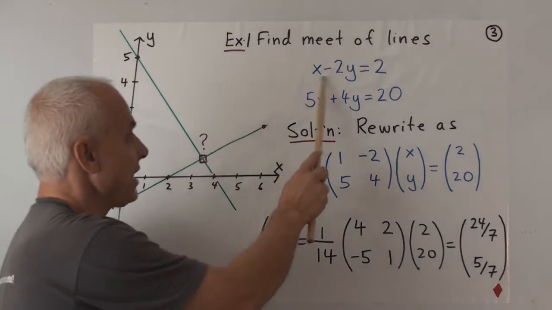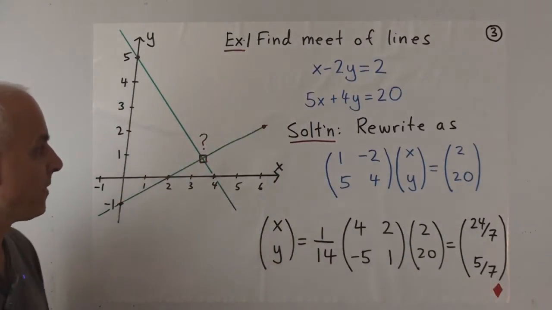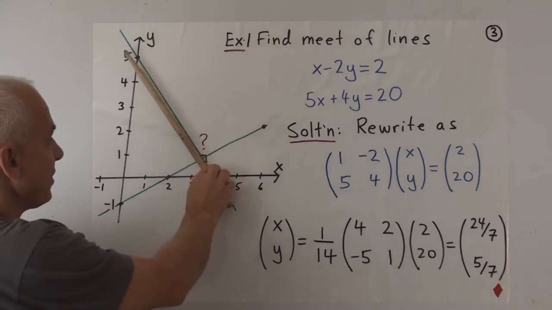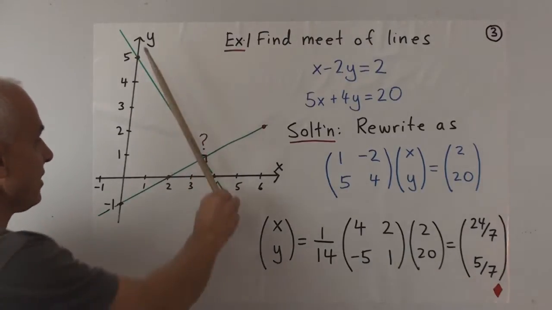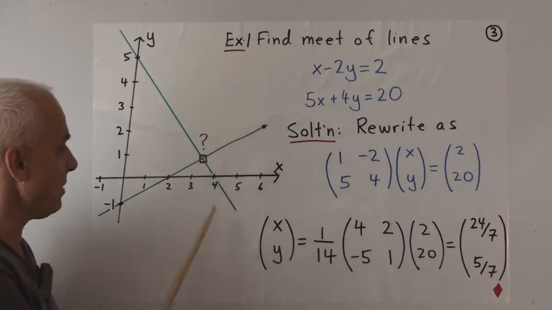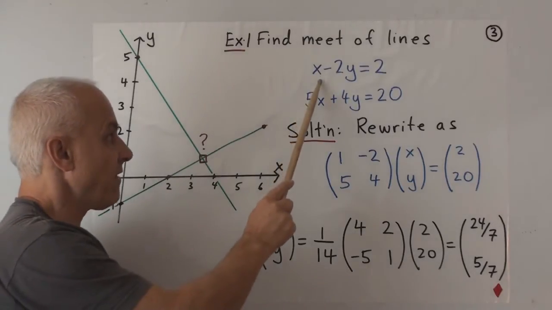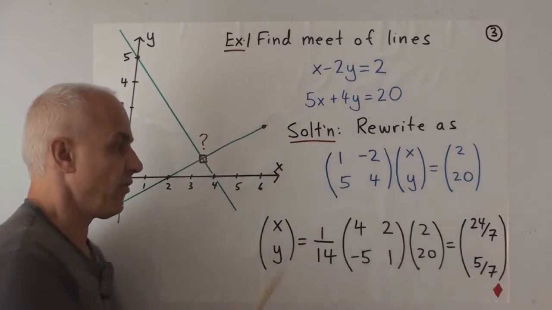So let's take the line x minus 2y equals 2, which is the line we've already been considering, and another line, 5x plus 4y equals 20, which is this line right here. We want to find where these two lines meet. In other words, we want to find the point (x, y), which satisfies both this equation and this equation.